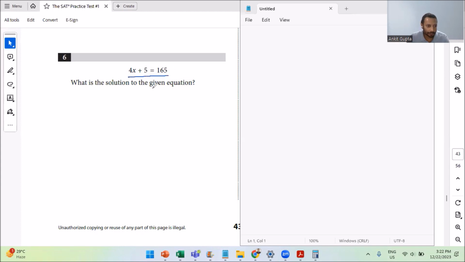4x plus 5 is equal to 165. What is the solution to the given equation? So a simple linear equation is given to us with one variable.